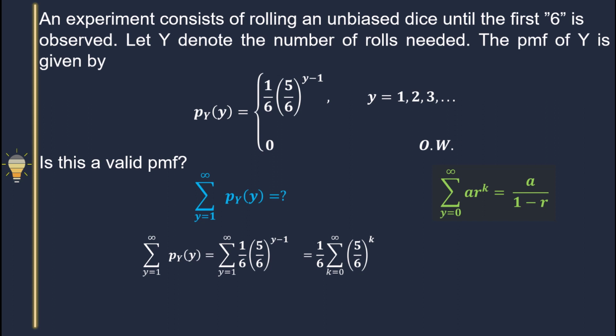Now you can apply the infinite geometric sum, that is a over 1 minus r. What is the a here? a is 1 over 6, r is 5 over 6. So you can apply it, and then it is 1. Therefore, we can say the probability mass function P(y) is valid.